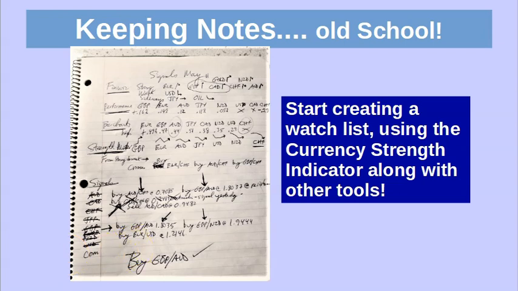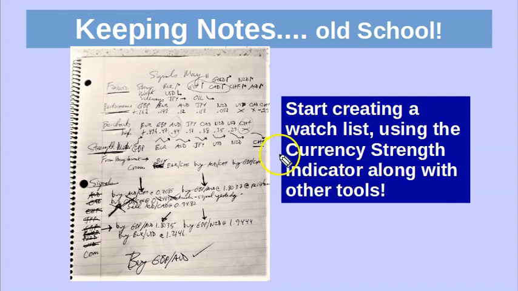Last week I mentioned that when I go over my analysis before sending out the signal, I have a notebook right beside my computer. This was from May 11th, you can see, but every day I fill in the notes just like this, and I go through a series of analysis. And today we're going to talk about creating a watch list using the currency strength indicator along with other tools.